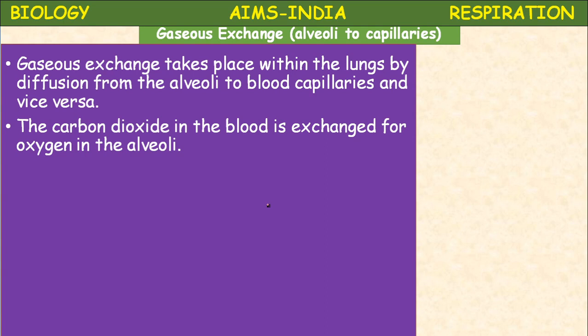The carbon dioxide in the blood is exchanged for oxygen in the alveoli. Okay, diffusion. What is diffusion? Diffusion is a process of movement of molecules or particles or ions from a region of high concentration to a region of low concentration until the concentration becomes equal on both sides.